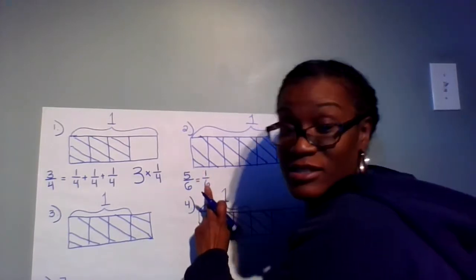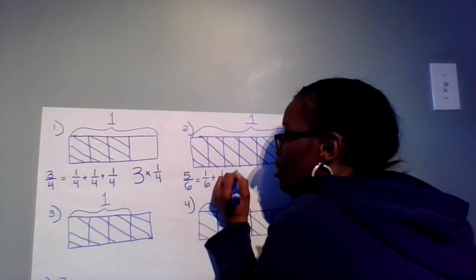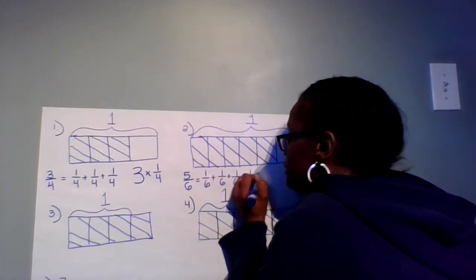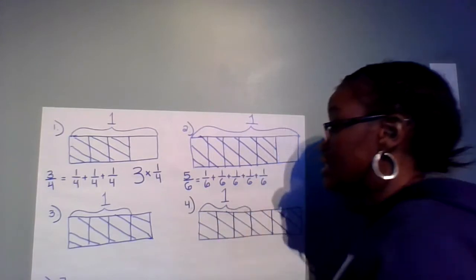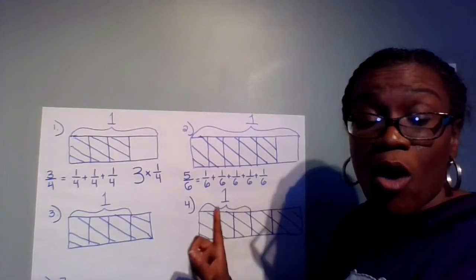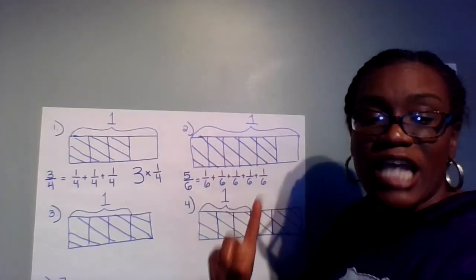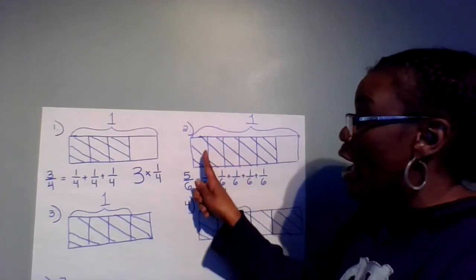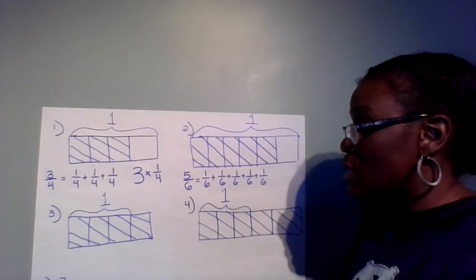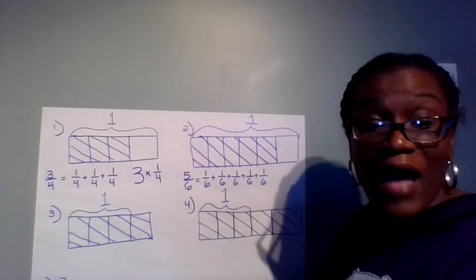We have 1/6 plus 1/6 plus 1/6 plus 1/6 plus 1/6. Now remember, these unit fractions should only represent the parts of the whole that are shaded in. So I would have 1/6, 1/6, 1/6, 1/6, 1/6. And when I add all those together, it gives me 5/6.